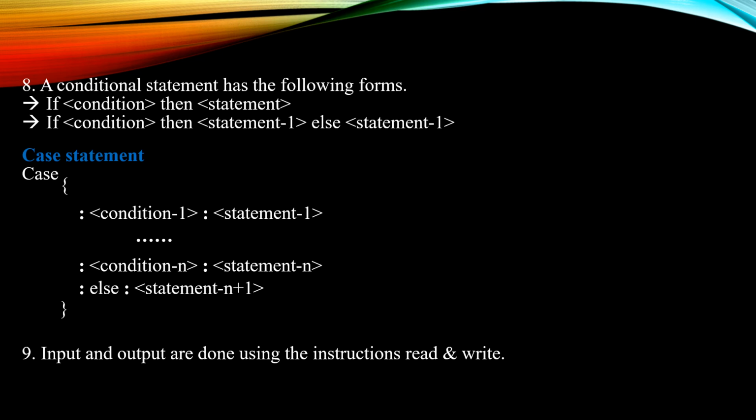Then the eighth convention is conditional statements. The conditional statement has two forms. One is the if statement. The second is the if else statement. The simple if statement is a one-way decision making statement. The set of statements is executed when the condition is true. In the simple if statement, if the condition is true, the statements are executed. If the condition is false, then go to the next statements.